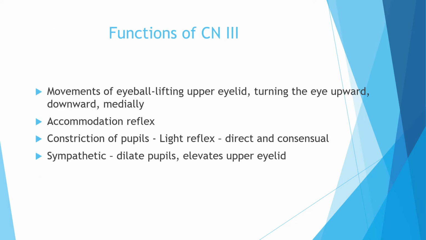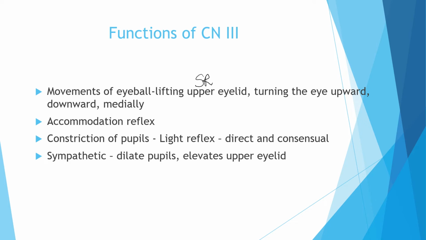So functions of the third nerve: it allows movements of the eyeball. Now what are these movements? These are by the muscles which are supplied by the third nerve. So lifting of the upper eyelid, the superior rectus muscle mainly turning the eye upward, then turning the eye downward by inferior rectus, or medially by medial rectus. So these are all different movements by the extraocular muscles.